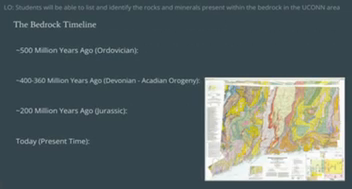Around 500 million years ago, during the Ordovician era, sediments like mud and sand were deposited into the ancient ocean. Moving forward to 400 to 360 million years ago, during the Devonian and Acadian orogeny, continental collision transformed sediments into metamorphic rocks like schist and gneiss. Adding on, the East Coast mountains reached heights similar to the Himalayas.